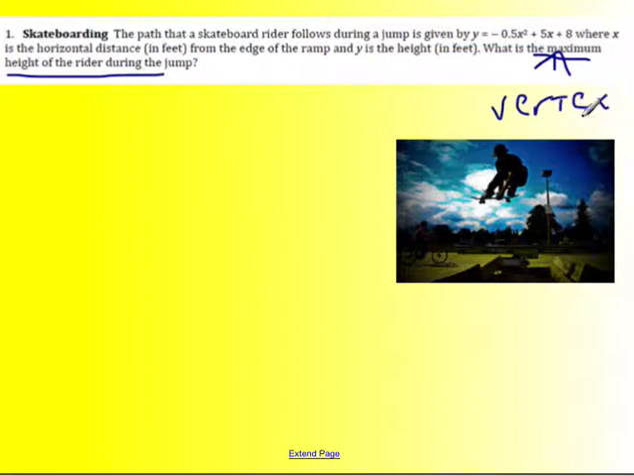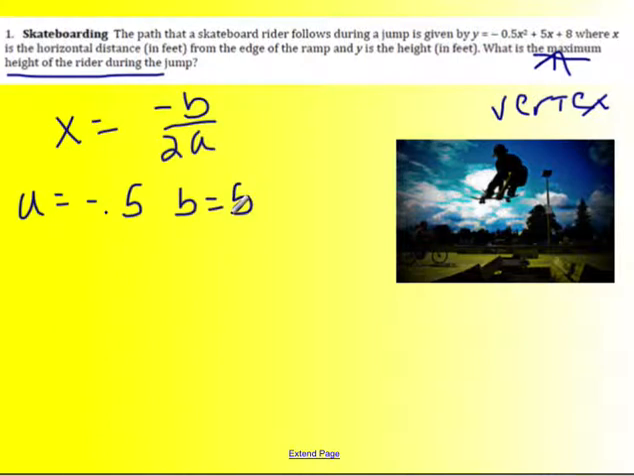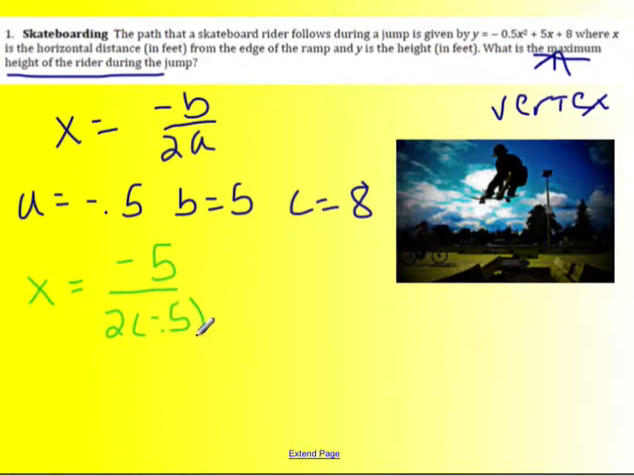Maximum. Okay, I need the vertex. Because I need the vertex, that's where I'm going to use that formula, x is equal to the opposite of b over 2a. So let's assign our a, our b, and our c. Our a is equal to negative 0.5, our b is equal to 5, and our c is equal to 8. Let's calculate that vertex. So x is equal to the opposite of b over 2a. When you type that in, you get negative 5 divided by negative 1, so you end up with 5. Now remember that x represents the horizontal distance in feet. So 5 feet horizontally after the skateboarder jumps, it reaches the maximum height.